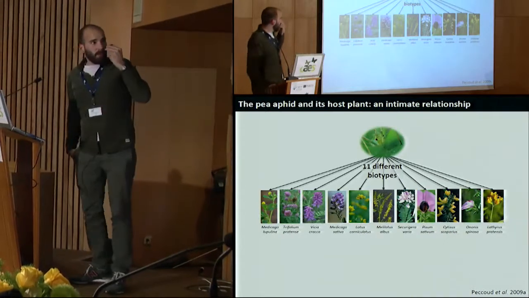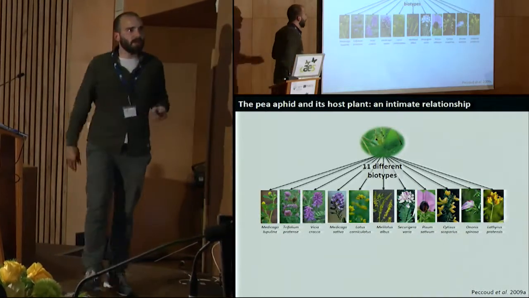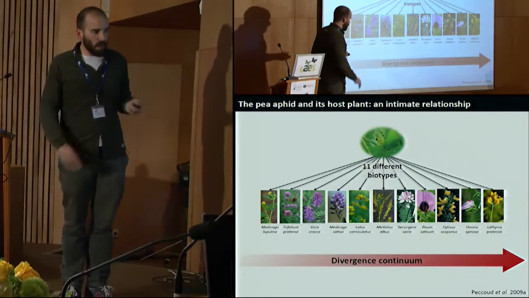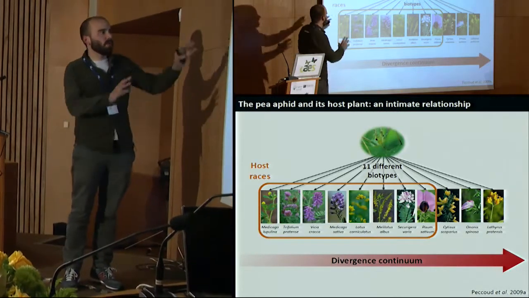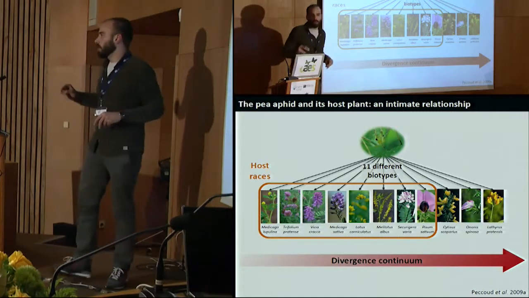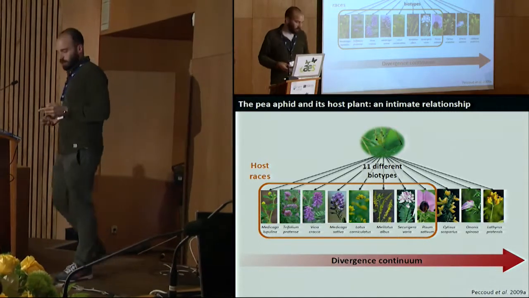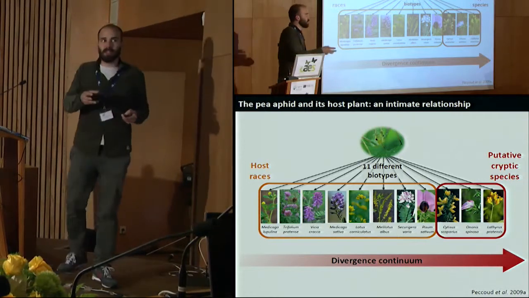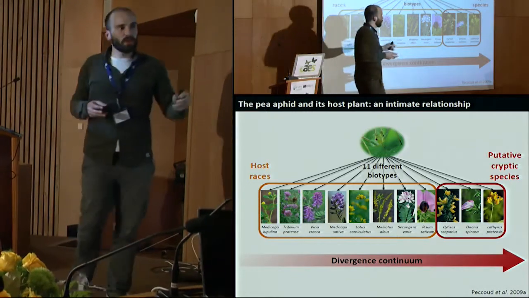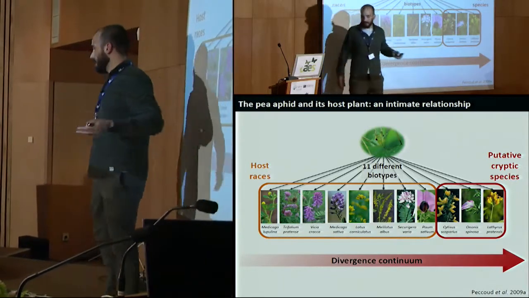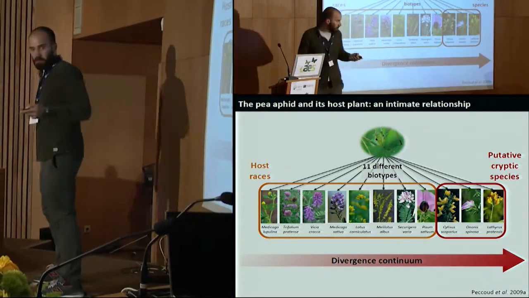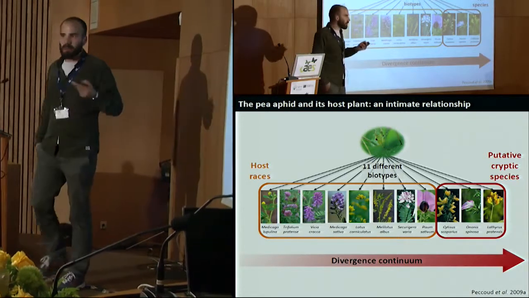So to sum up all this information, we have 11 different biotypes, which shows a great divergence continuum. We've got host races with a low amount of gene flow at each generation and putative cryptic species, meaning that for those three biotypes in the field, we can't find any hybrid. It could suggest a total reproductive isolation.